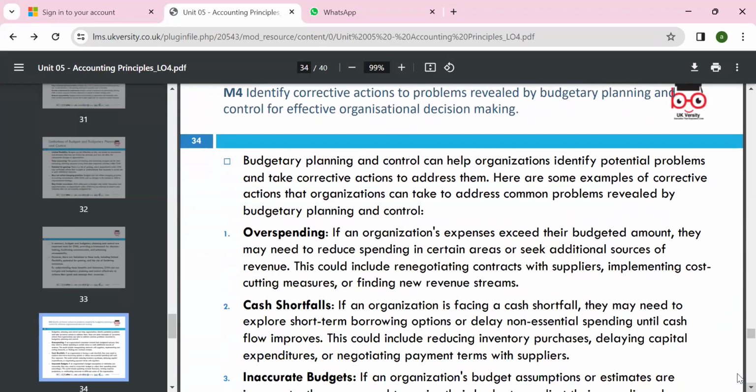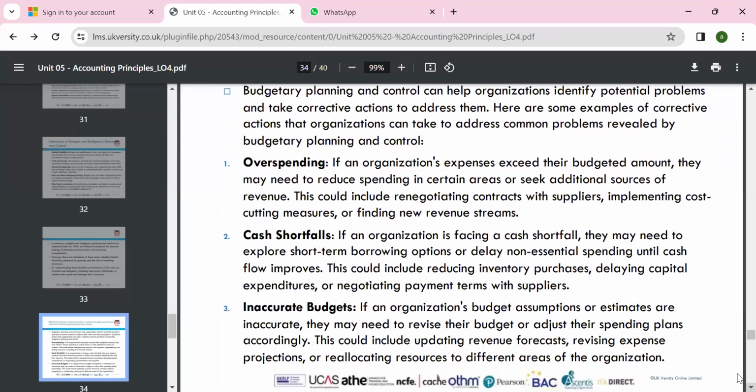Our spending, sometimes, organizations have to make sure they stay within the parameter of the revenue stream and do not spend too much. Cash shortfall: we need to think about where we can generate cash. Cash is a liability. We can maybe hold less stock, because the money is tied up in inventory. Inaccurate budget: sometimes the budget or estimate is wrong, and then it needs to be revised.